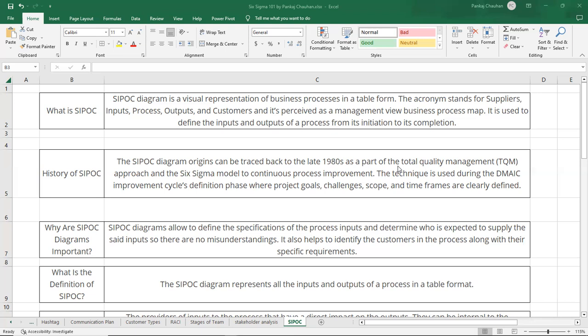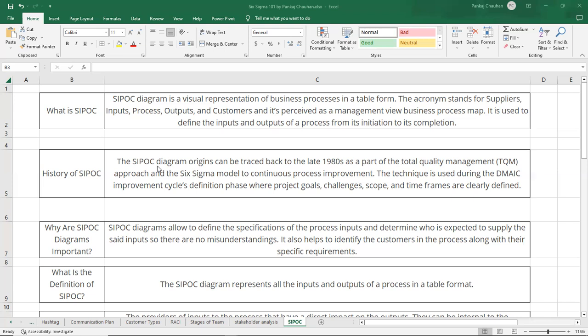The SIPOC diagram's origins you can trace to the 1980s as a part of the total quality management approach. The Six Sigma model for continuous improvement adopted this, and this technique is used during the DMAIC improvement cycle. This course is meant for the black belt, and SIPOC is a part of that. As a part of the DMAIC improvement cycle, in the define phase, the project goals, challenge, scope, and time frames are clearly defined. I'm talking about the DMAIC cycle.